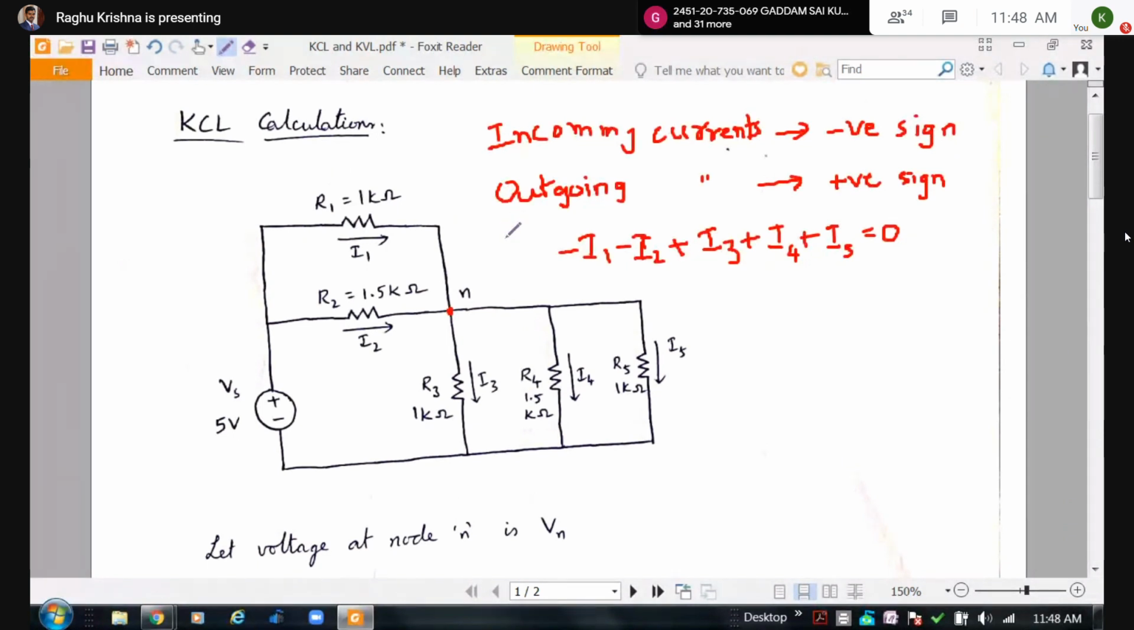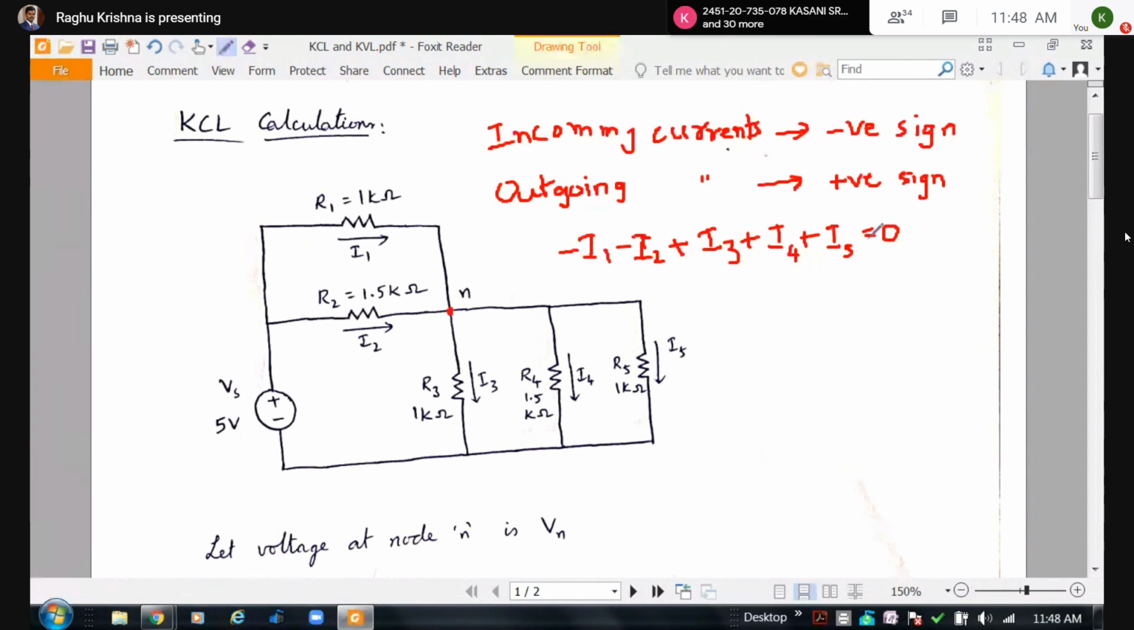So here this is the equation. This is the algebraic sum of currents meeting at this node N, and it will be equal to 0. So this is KCL. Now I1, I2 are incoming currents, so minus I1 minus I2, negative sign. Next I3, I4, I5 are the outgoing currents, so they are taken with positive sign, and the algebraic sum is equal to 0.